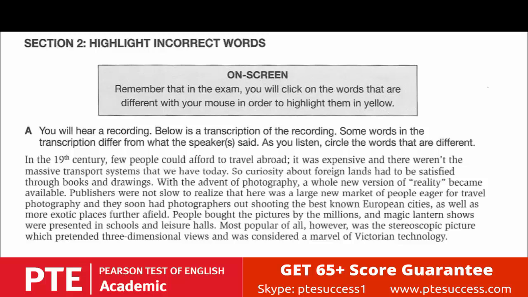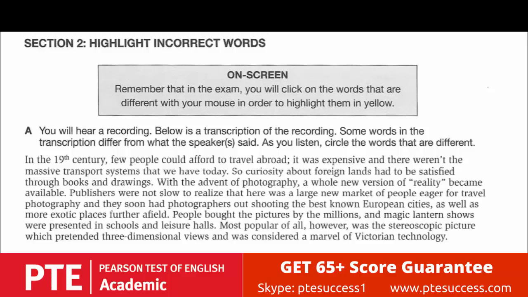In the 19th century, few people could afford to travel abroad. It was expensive, and there weren't the mass transport systems that we have today. So curiosity about foreign lands had to be satisfied through books and drawings. With the advent of photography, a whole new dimension of reality became available. Publishers were not slow to realize that here was a large new market of people hungry for travel photography, and they soon had photographers out shooting the best-known European cities, as well as more exotic places further away. People bought the pictures by the millions, and magic lantern shows were presented in schools and lecture halls. Most popular of all, however, was the stereoscopic picture, which presented three-dimensional views and was considered a marvel of Victorian technology.